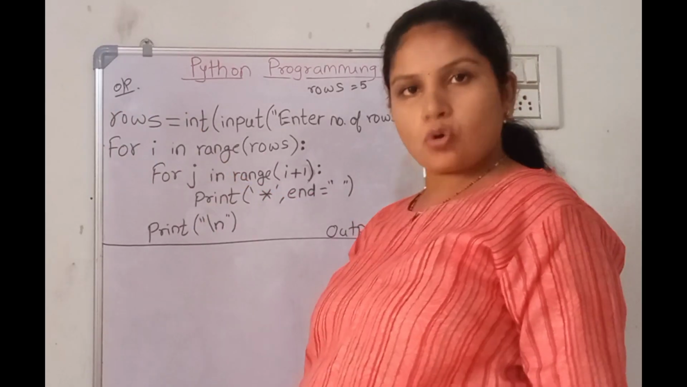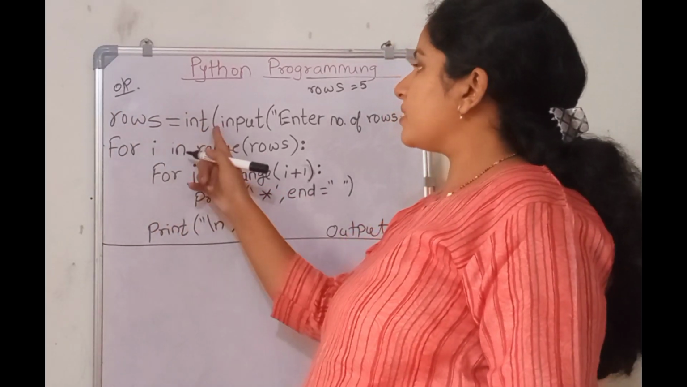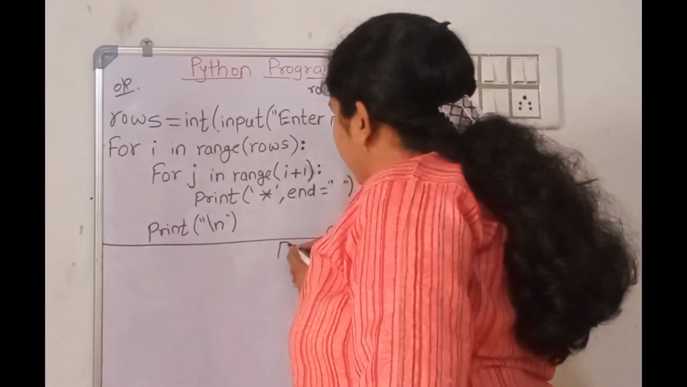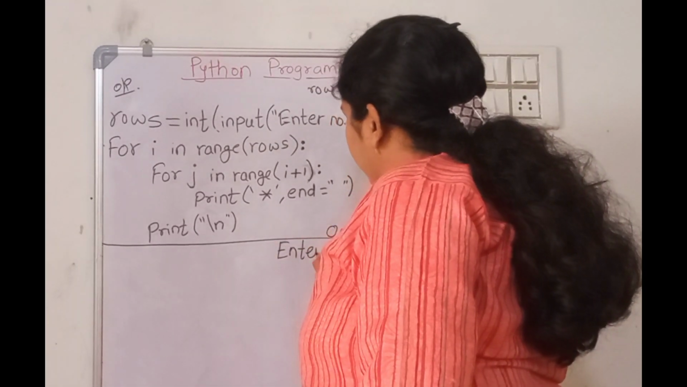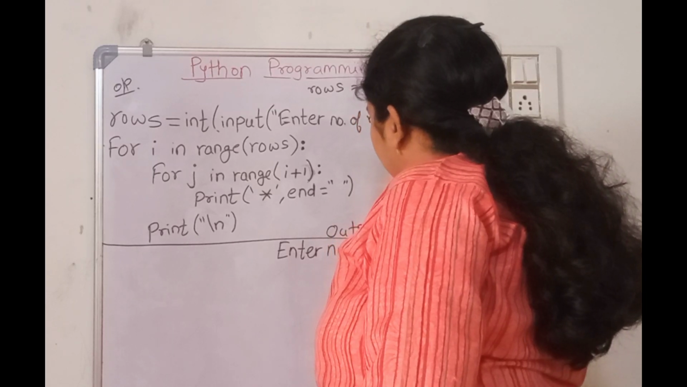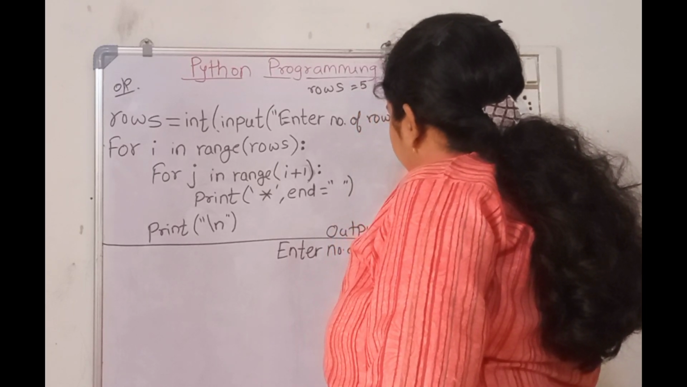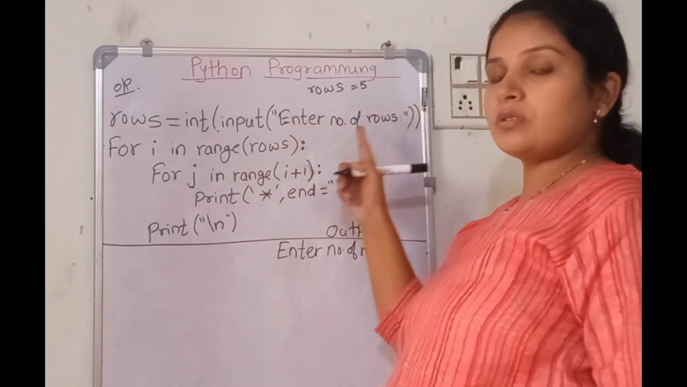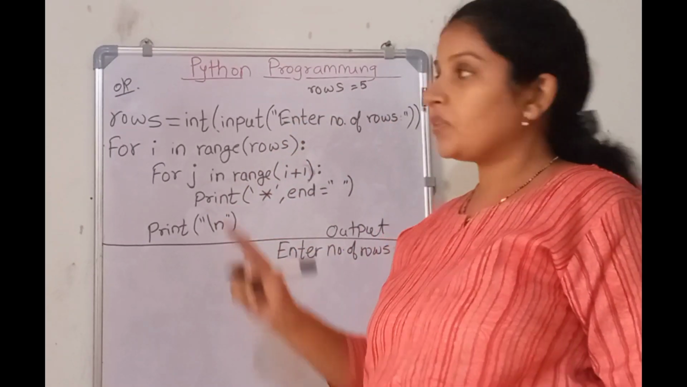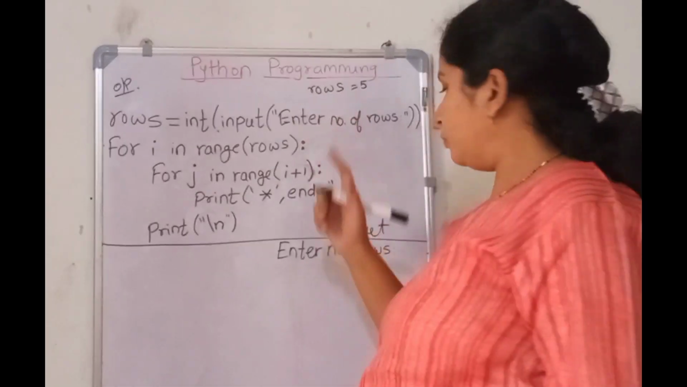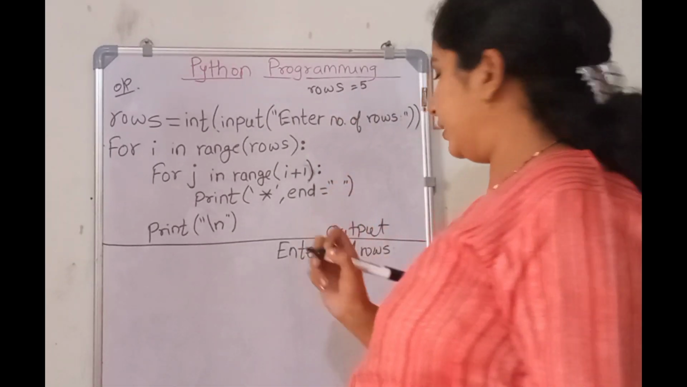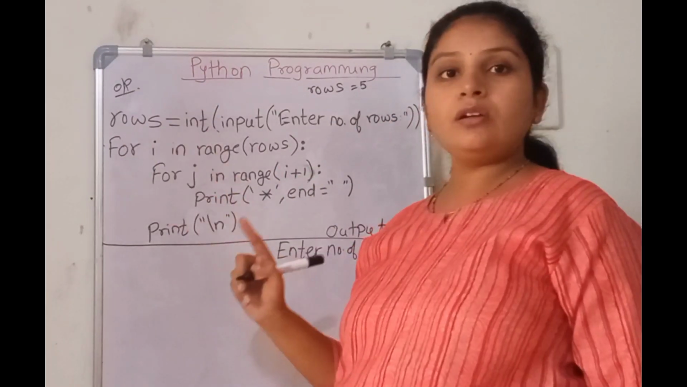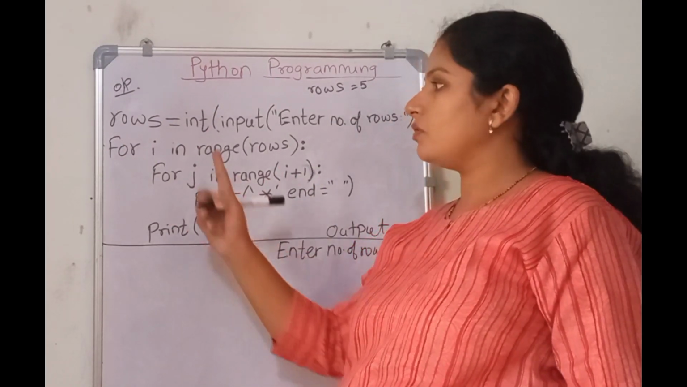First we are taking the rows value. This message will be printed: Enter number of rows. So this will be your first statement. Enter number of rows will be printed in the output window. User will enter any number. We are going to enter 5 for now because our output was displayed like that. So I am entering 5. 5 will be stored in the variable rows value.